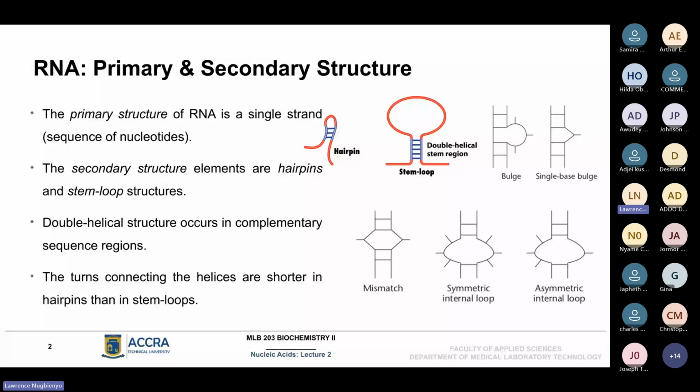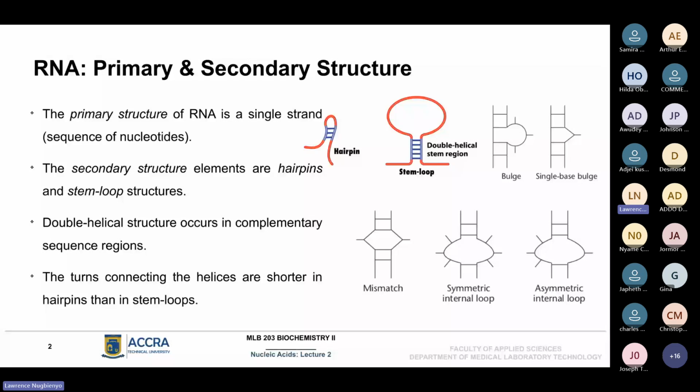Remember, we compared that to, say, the primary structure of a protein, which is the sequence of amino acids that are bonded together to give you a peptide. Similarly, in nucleic acids, the primary structure is the sequence of nucleotides that bind together to give you the nucleic acid strand. Now, we said earlier that RNA molecules are single-stranded. They are not double-stranded like you find in DNA.